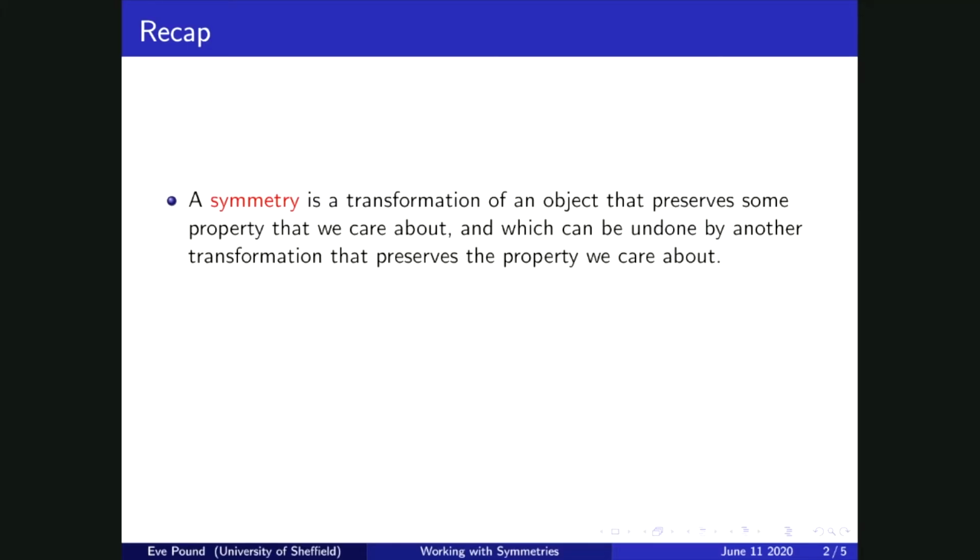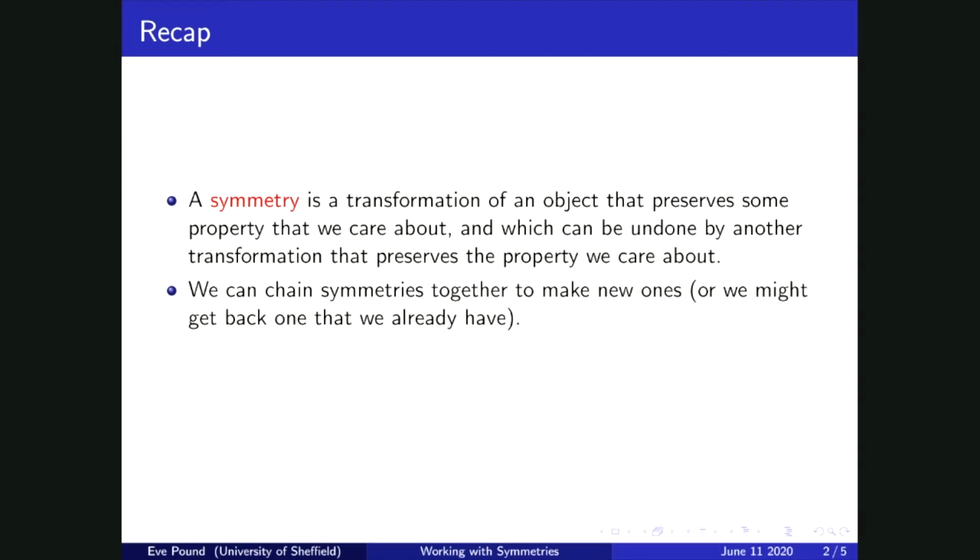So a symmetry is a transformation or a way of changing an object which preserves some properties we care about. We're going to have to specify which properties we care about, which ones we don't. That's going to be quite important today. We can always undo symmetries by doing some other transformation that also preserves that property. So that's what a symmetry is.